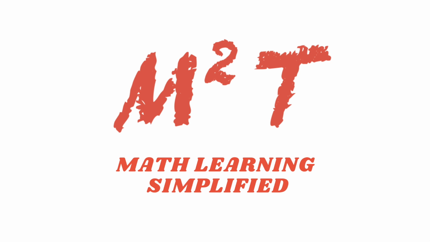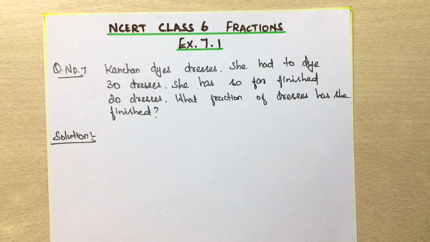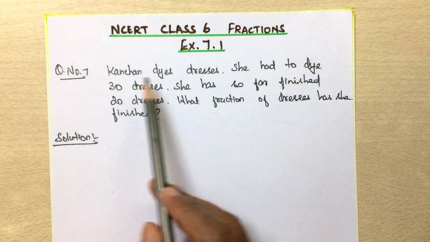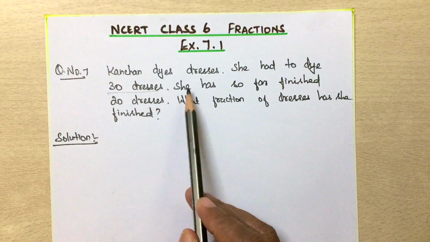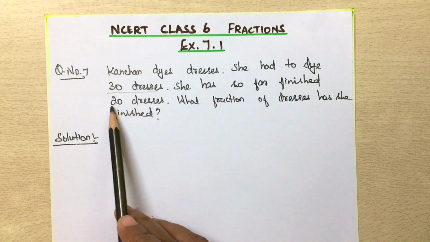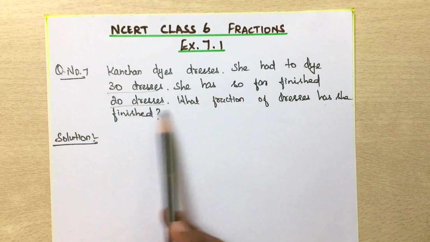In this video, I am going to solve question number 7 to 11. This is from the exercise 7.1. Chapter is fractions for class 6 students from NCERT syllabus. Question here is, Kanchan dyes dresses. She had to dye 30 dresses. She has so far finished 20 dresses. What fraction of the dresses has she finished?